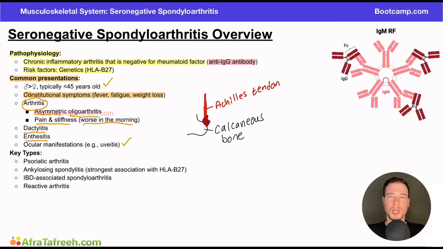So all of these things are going to be talked about more in detail. We're really going to focus on the key types here. That includes psoriatic arthritis, ankylosing spondylitis, IBD-associated spondyloarthritis, and reactive arthritis. Again, this is not an all-inclusive list. These are just the most high-yield ones, the ones that are most likely to show up on test day, and those are the ones that I want you to know to feel confident in your preparation.